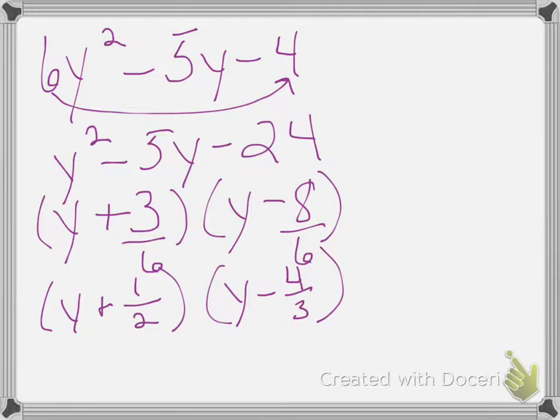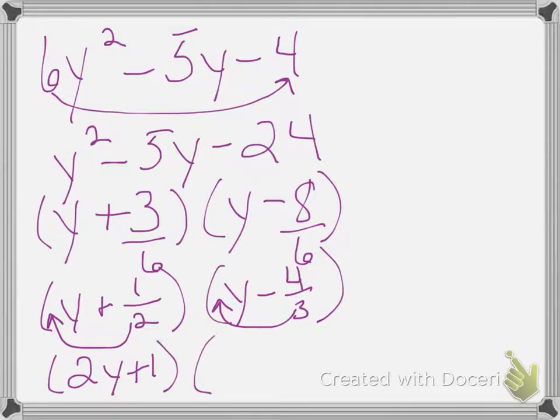So the only difference here is that this time we have to slide both denominators. So we're going to slide the 2 here and the 3 here. So what am I going to end up with? 2y plus 1, parentheses, because it's 3y minus 4. And that's your answer.